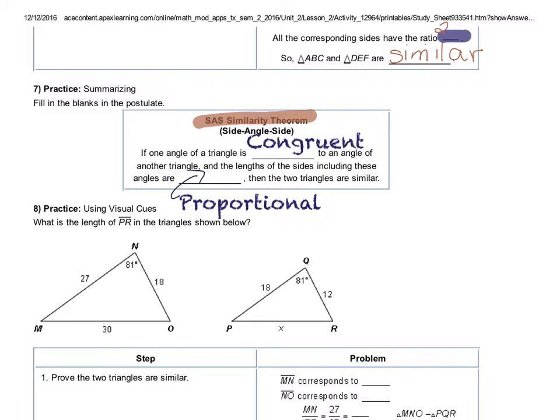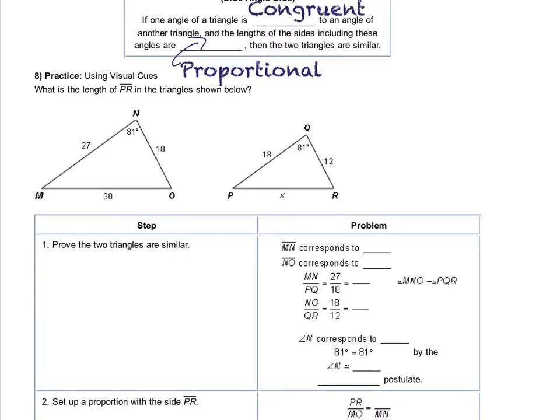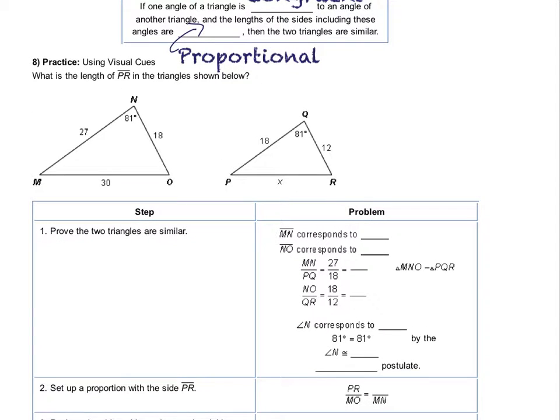On practice number 8, it says, what's the length of PR in the triangle shown below? Now, I just want to point out that PR happens to be this segment right down here at the bottom, which corresponds to MO. So it says, prove the two triangles are similar. MN corresponds to PQ. Let's write that down, and let's put our bar above it because it's a segment. NO corresponds to QR. I'm going to write it over here because I write too big. So that goes right there.